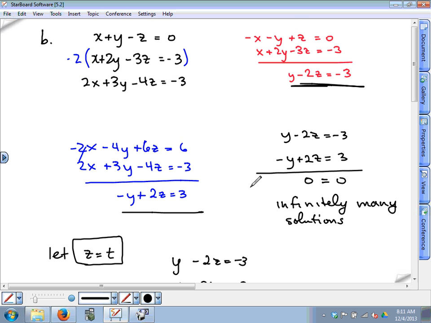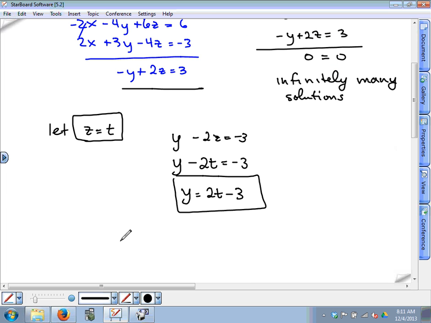Now we know z is equal to t, and we know y is equal to 2t minus 3. So go back up to one of the original equations now. We're trying to find x. I'm going to choose the top one. x plus y minus z.